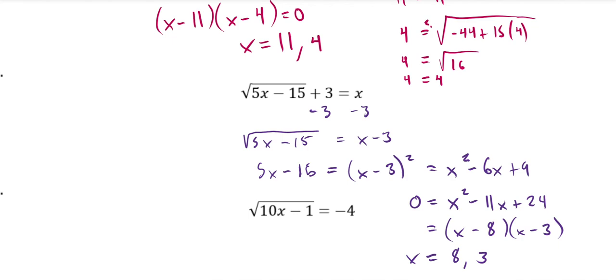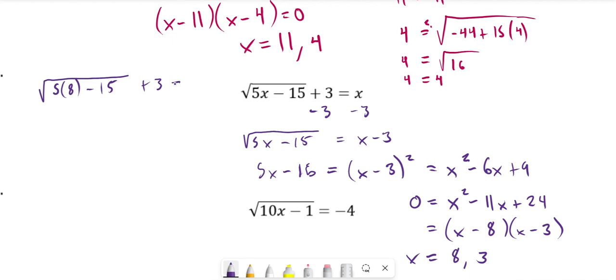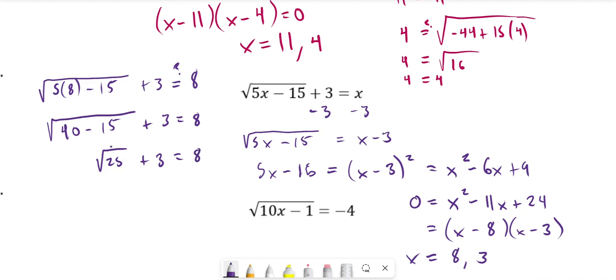Or I should say, this gives me potential solutions. We still have to check that these make sense. Plugging in 8, we get the square root of 5 times 8 minus 15 plus 3. Is that equal to 8 itself? Let's find out. This would give us the square root of 40 minus 15 plus 3 is equal to 8. And that's the square root of 25 plus 3 is equal to 8. But this is 5 plus 3. We can see 5 plus 3 is equal to 8, so this is a solution.